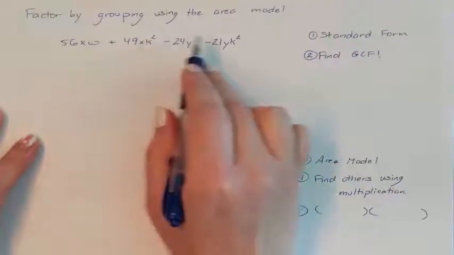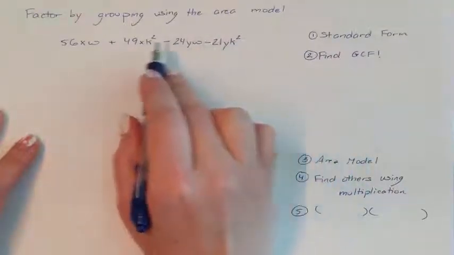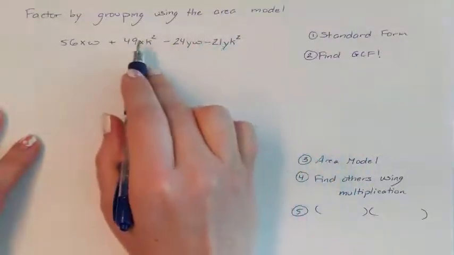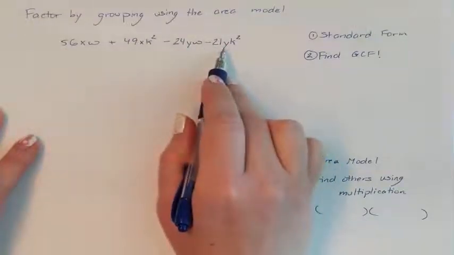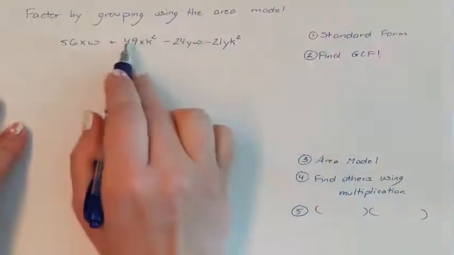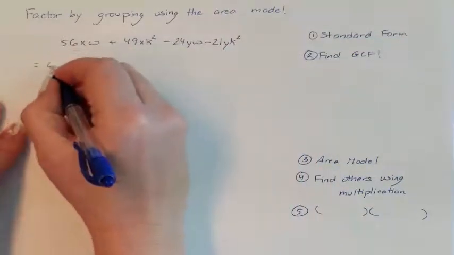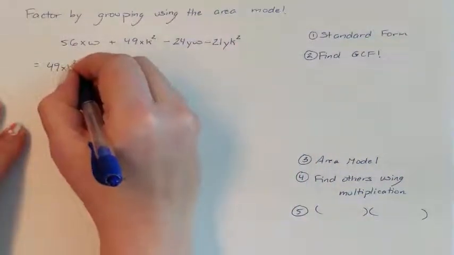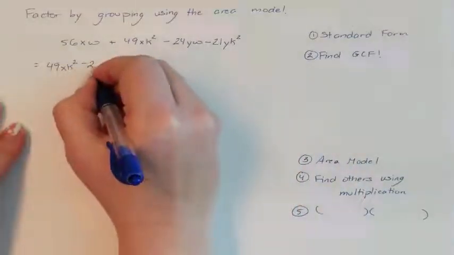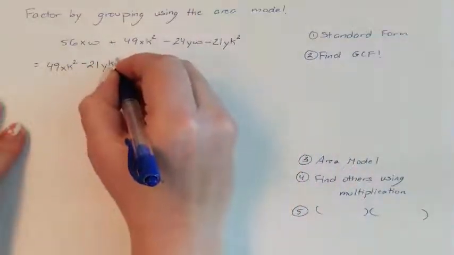Both of the 2's actually come on the k's. So the letter that tells us the variable that makes the choice is either the x or the y, and we go alphabetical. So this goes first because x comes before y. So positive 49xk squared goes first, and then we're going to have the minus 21yk squared next.